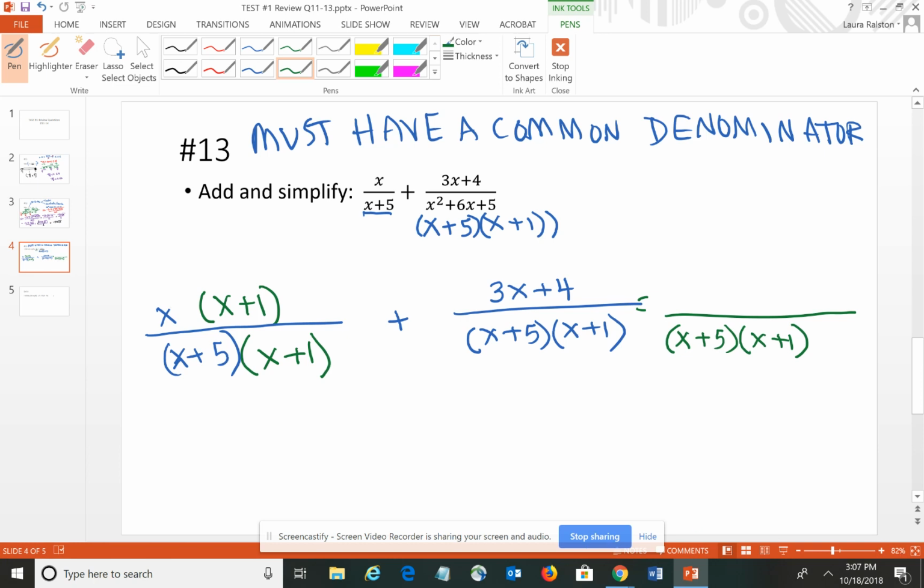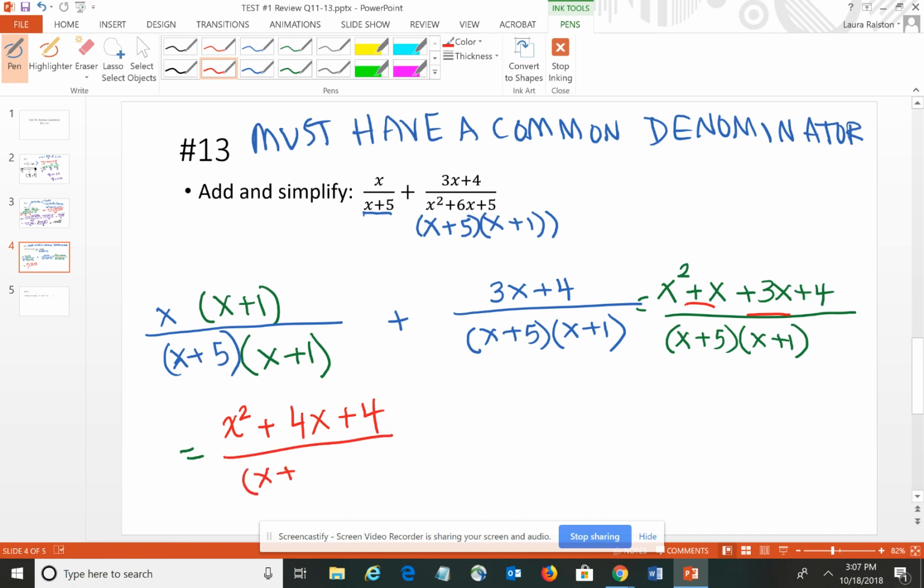Now, before I add them, I'm going to go ahead and multiply this thing out. So I have x times x is x squared. 1 times x is x. I have plus 3x plus 4. And then I can come back and put together the common pieces, or the like terms. So I have x squared plus 1x plus 3x is 4x, plus 4, over x plus 5 times x plus 1.